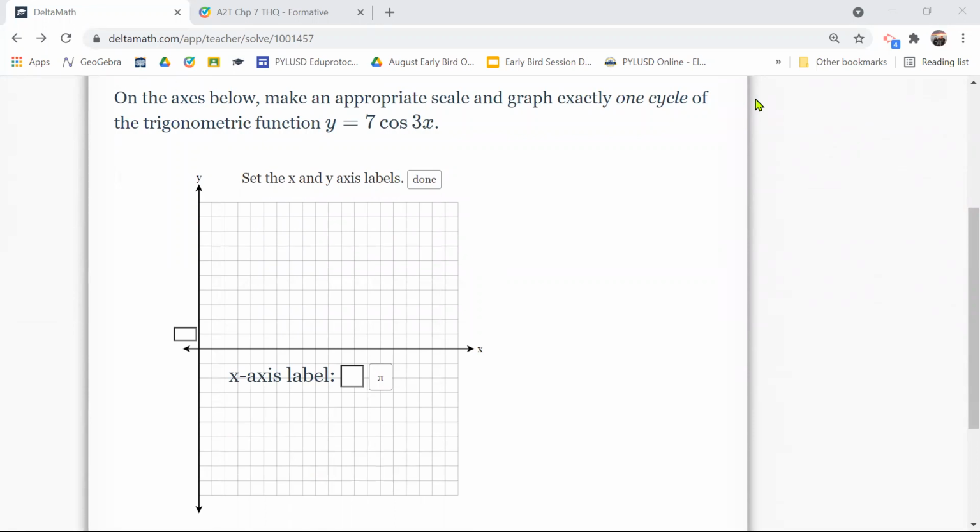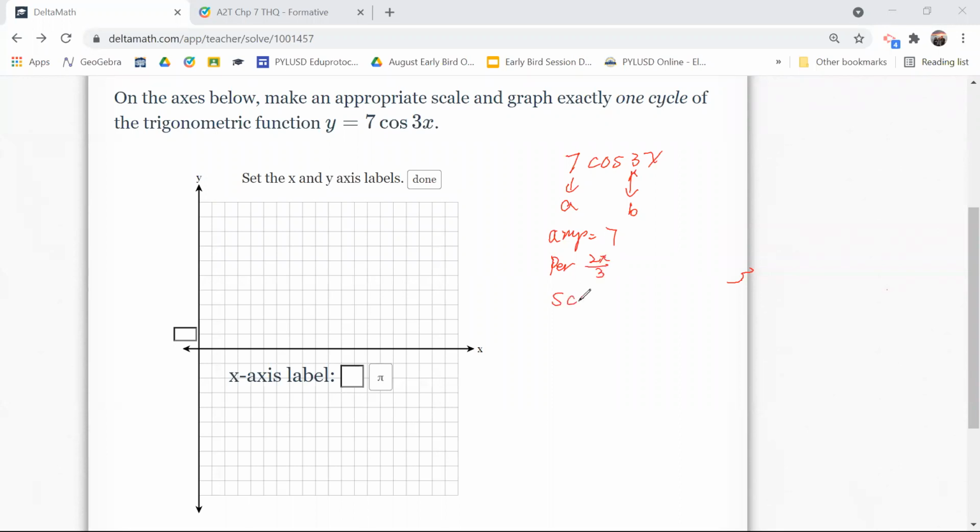Let's see if I can get my annotation here. Okay, so I have 7 cosine 3x. This is our amplitude, and this is our b value. So amplitude is going to be 7. The period is going to be 2 pi over b, so 2 pi over 3.